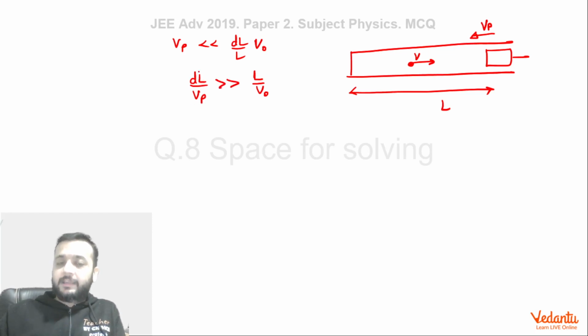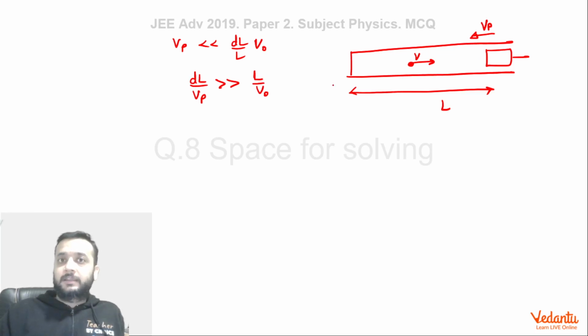So this is the time taken by the piston to move a very, very small distance dl, and this is the time taken by the particle to move one way, from this side to this side. One way motion, the time for going one way is written here for the particle. So this time is very, very large in comparison to this time.